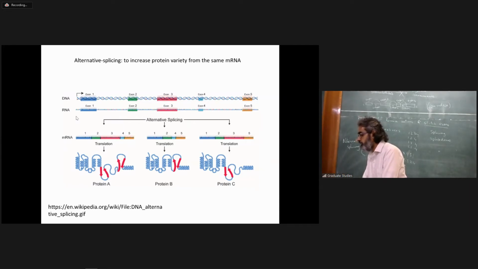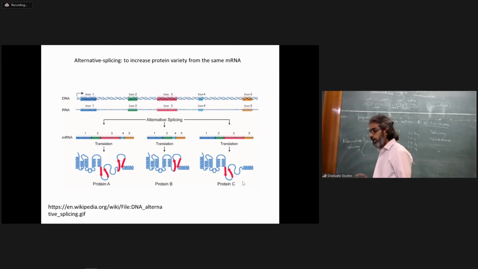Now, this splicing, or alternative splicing, will give you 5 exons. In protein A, you have all 5 exons stitched together: 1, 2, 3, 4, 5. But in protein B, exon 3 is missing. You have 1, 2, 4, 5 in that order. So between protein A and protein B, the protein sequence coming from exon 3 is missing. And in protein C, exon 4 is missing. So it's a different protein sequence. This picture shows that.